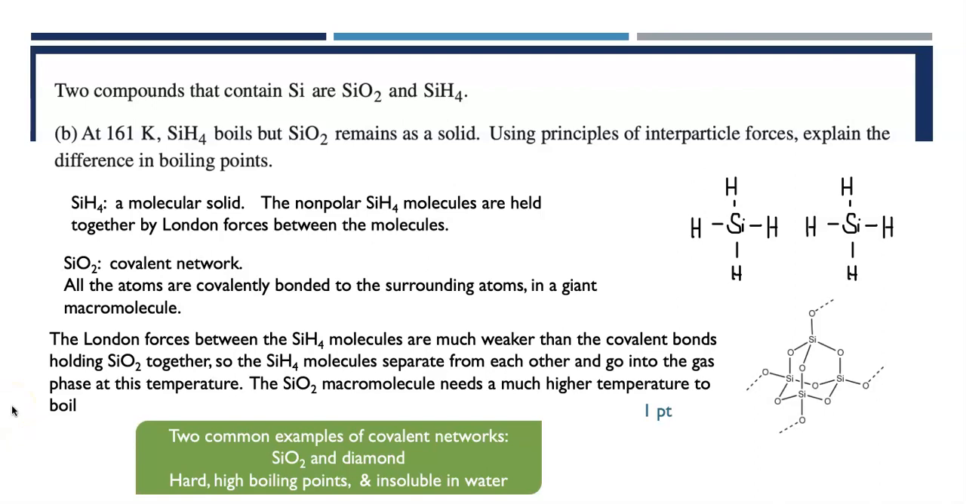In order to answer this part of the question successfully, you really need to know some examples of covalent networks. For AP Chem students, there are two common examples you should know: SiO2 and diamond. I've got a visual here of SiO2. Hopefully you're all familiar with diamonds. They're very hard materials. They have very high boiling points. They're insoluble in water because of these networks of covalent bonds connecting all the atoms to all the surrounding atoms. If you know these two examples, you should be good to go.